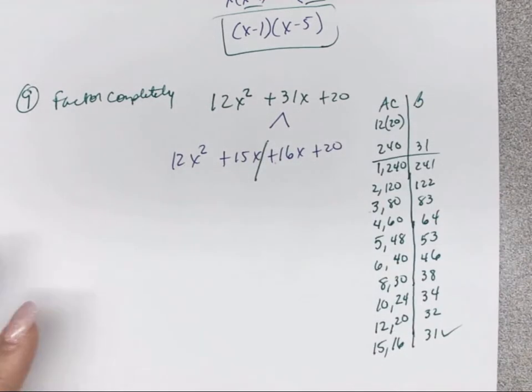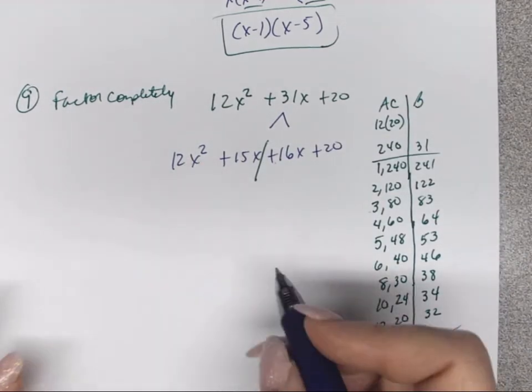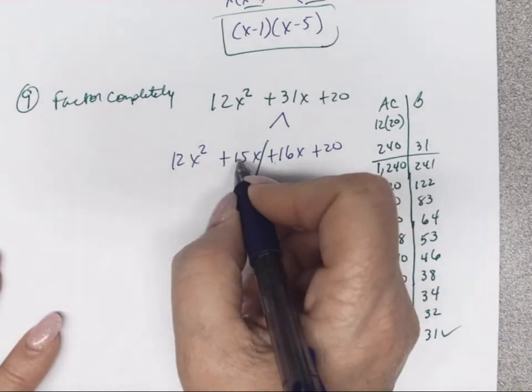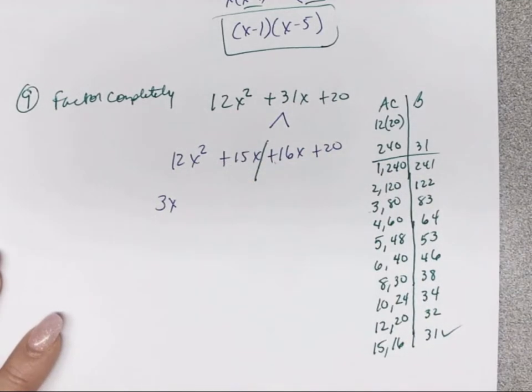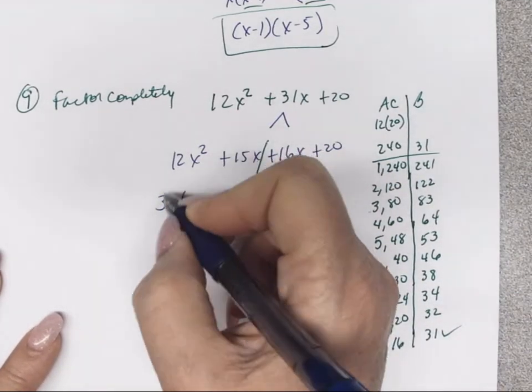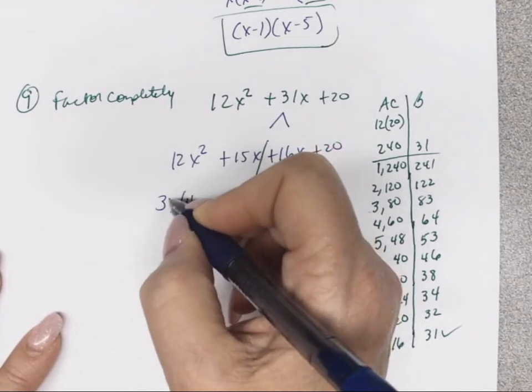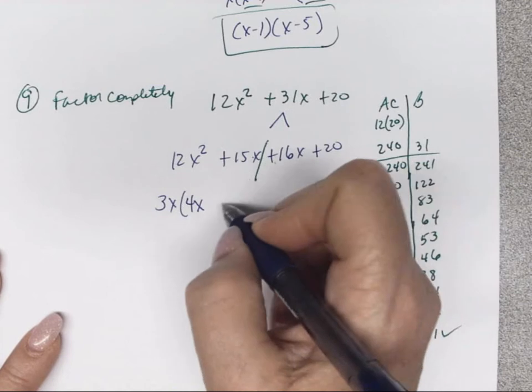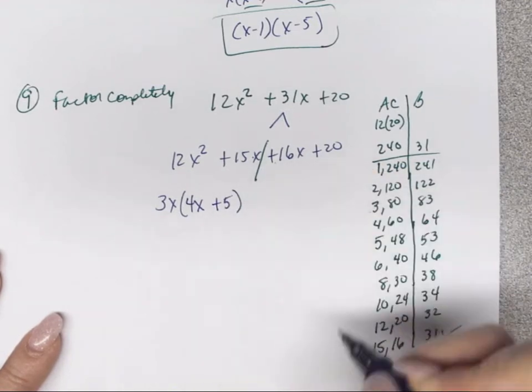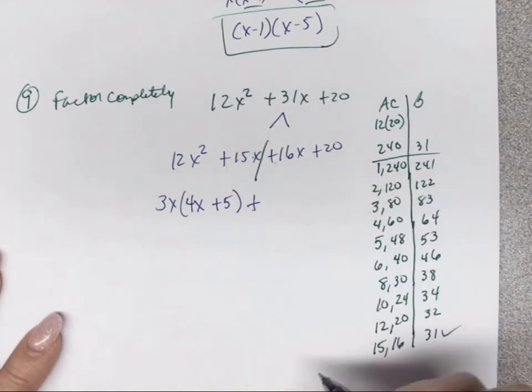All right, split it in half. In the first half, we can divide both terms by 3, and we can also factor out an x. 12 divided by 3 would be 4. X squared divided by x will get us x. 15x divided by 3x will get us 5. Bring down our positive sign.